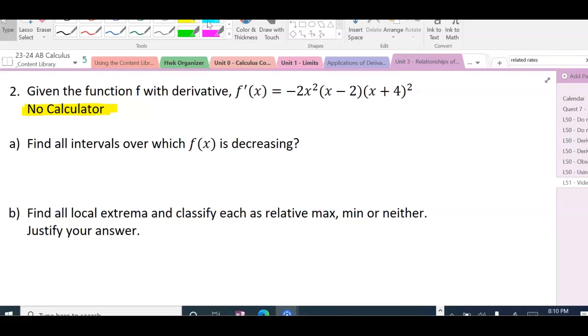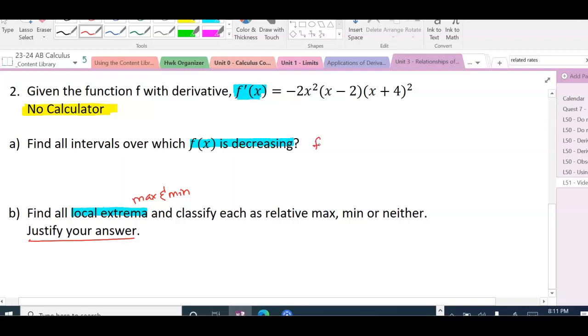Hopefully you can see some major similarities between this problem and the last one. Again, you're given f prime, and you're asked for intervals over which f is decreasing, and this time we're looking for local extrema, so both max and min. And then some justification as well.